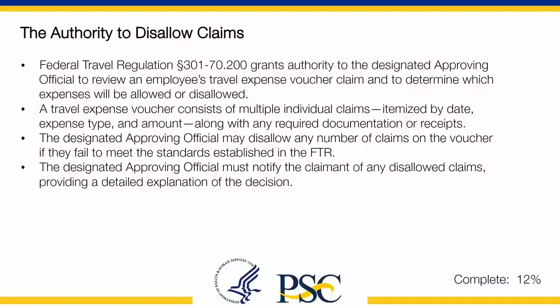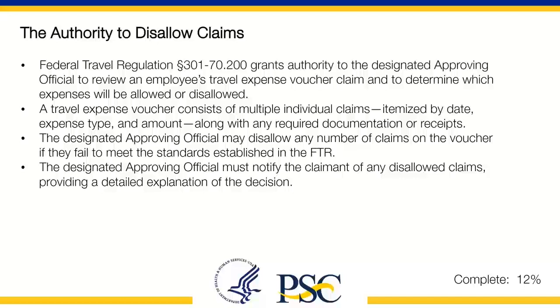Federal Travel Regulations Section 301-70.200 grants authority to the designated approving official to review an employee's travel expense voucher claim and to determine which expenses will be allowed or disallowed. A travel expense voucher consists of multiple individual claims, itemized by date, expense type, and amount, along with any required documentation or receipts. The designated approving official may disallow any number of claims on the voucher if they fail to meet the standards established in the FTR.